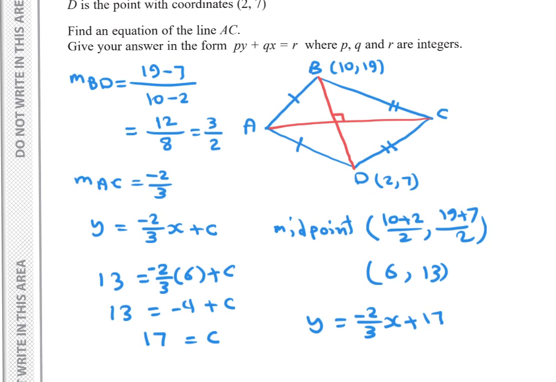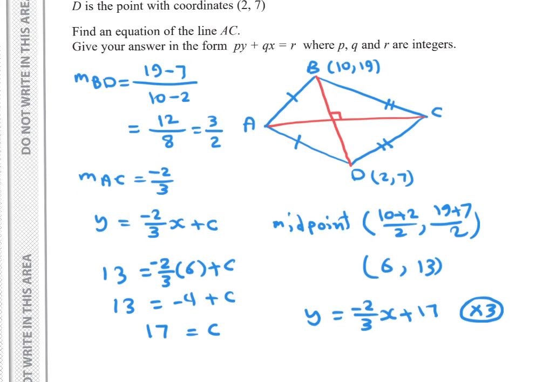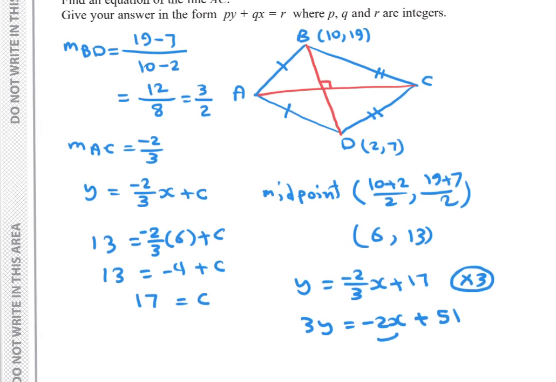I need the equation in the form by plus qx equals r. So you can multiply by 3 to cancel the fraction. So 3y equals negative 2x plus 51. Now transpose negative 2x to the other side. So 3y plus 2x equals 51.